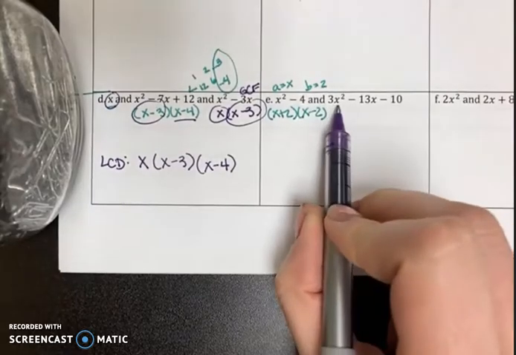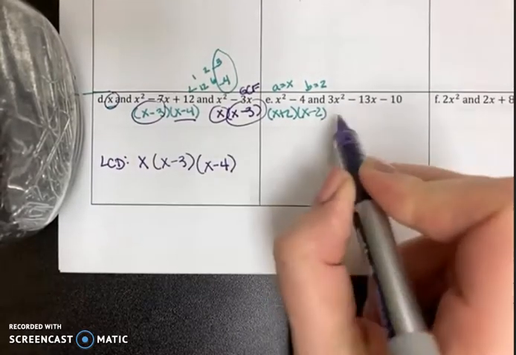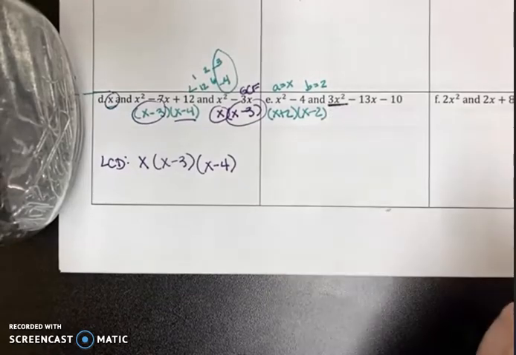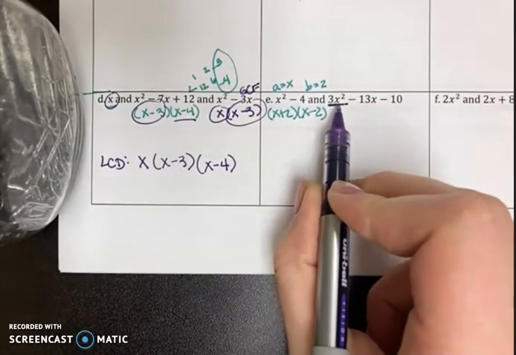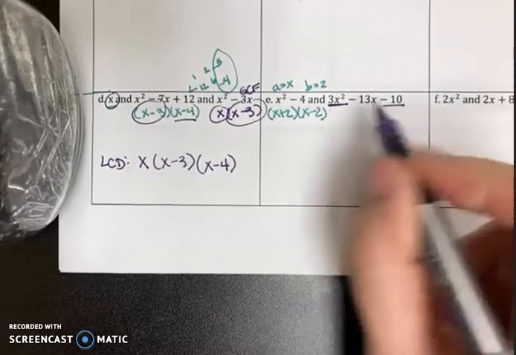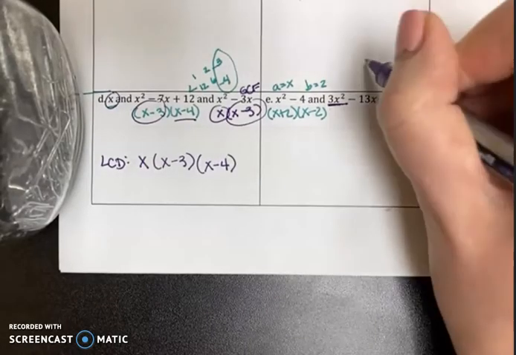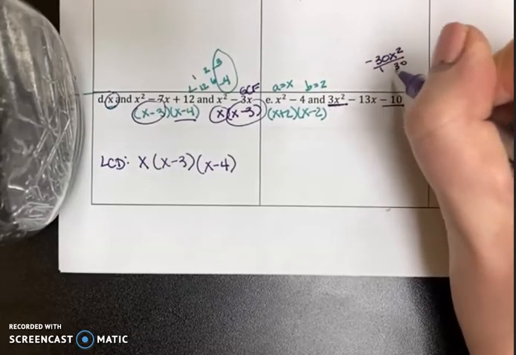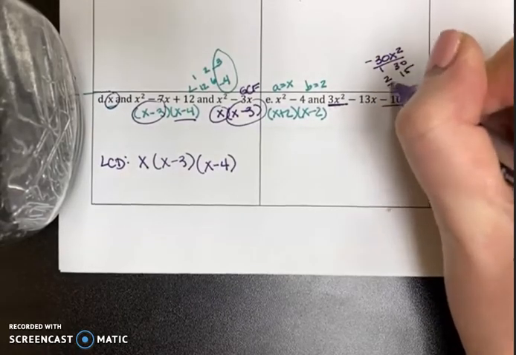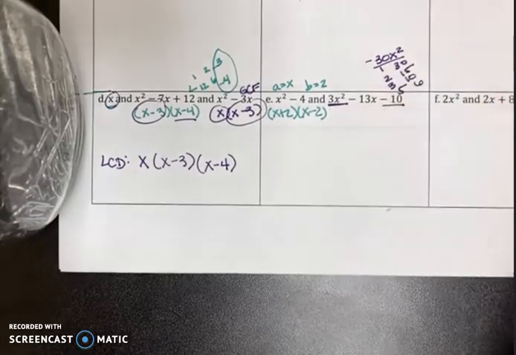Next, we have a trinomial that's case 2. I know that because of the 3 that's in front of the x squared. Remember, when we are factoring a case 2 trinomial, you need to multiply those 2 terms together. So I have a -30x squared that I'm going to look at the factors of. 1 and 30, 2 and 15, 3 and 10, 5 and 6.